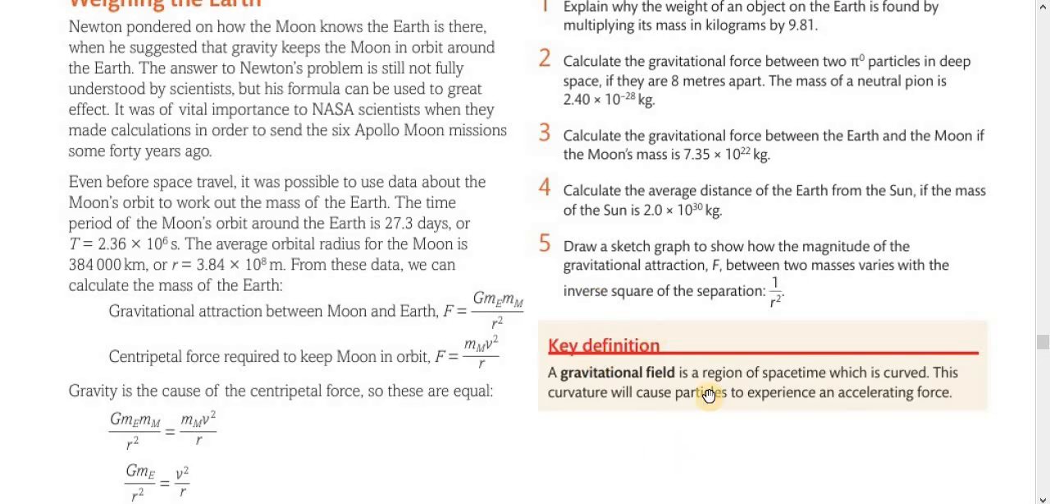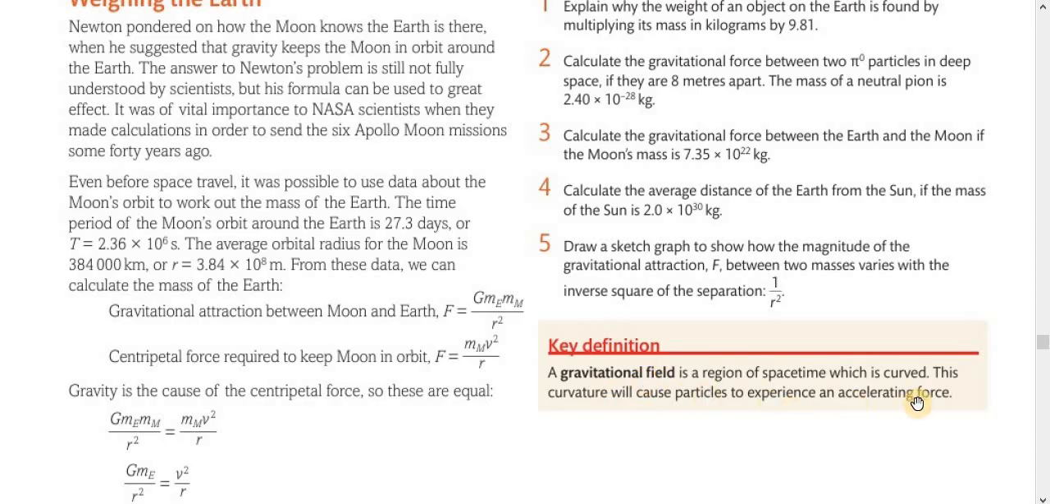Then whatever in this book that is in red like this is very important. You can see a gravitational field is a region of space-time which is curved. This curvature will cause particles to experience an accelerating force. In the exam papers, they can ask you to write down what is gravitational field. Whatever is given like this under key definitions, in the exam paper they can ask you to write it down. That's why you have to memorize this with understanding.